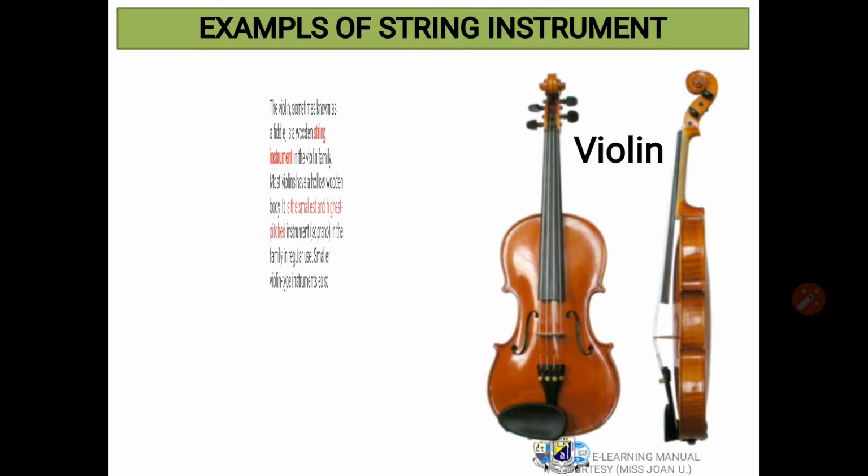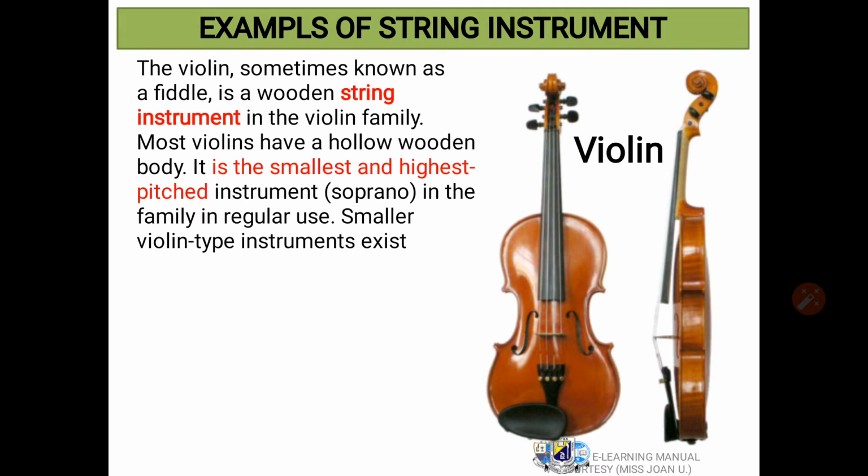We have the violin. Let's talk about the violin. The violin, sometimes known as a fiddle, is a wooden string instrument in the violin family. Most violins have a hollow wooden body. It is the smallest and highest pitch instrument. What it means is that among all the families of string instruments, the violin is the smallest, and as small as it is, when its sound is sounded, it's very high. When you sound it, the pitch it gives is very high. All right.